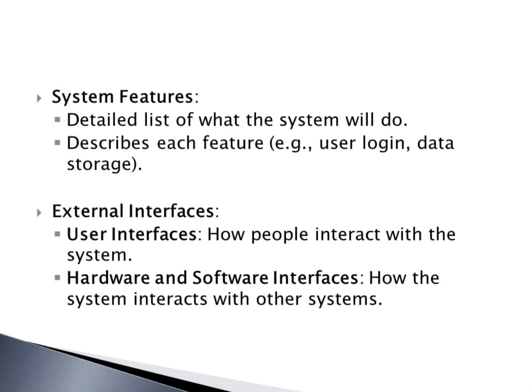System features: a detailed list of what the system will do. Describe each feature. External interface. User interfaces: how people interact with the system. Hardware and software interfaces: how the system interacts with other systems.